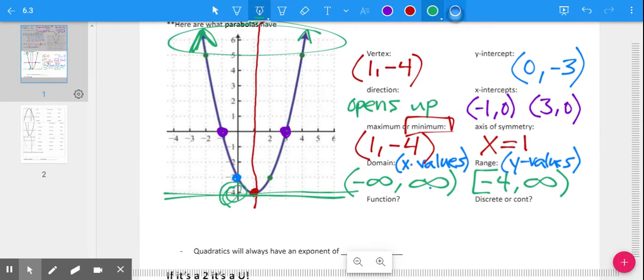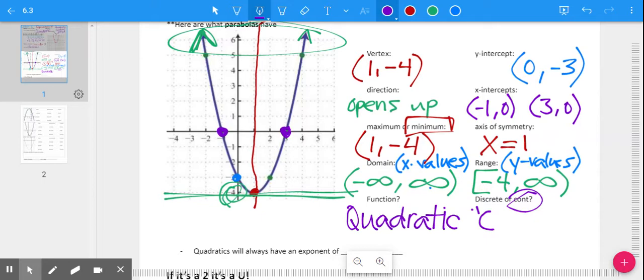So is it a function? Yes, it's a function. What kind of function? It's a quadratic because it's a U shape. It's a parabola. And is it discrete or is it continuous? Discrete means it's dotted. Continuous means the points that make up that function on a graph are connected. So it is continuous. And if you need a hint or a reminder, continuous means connected.